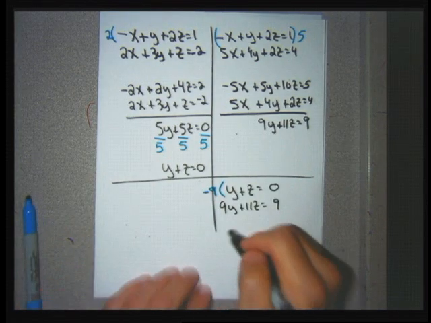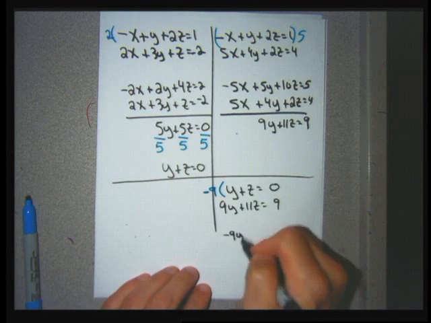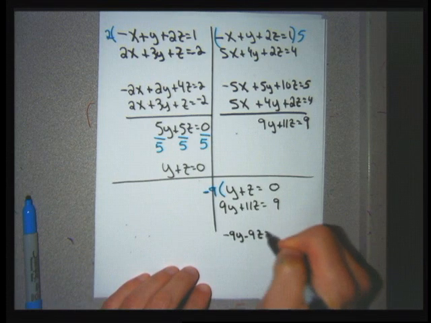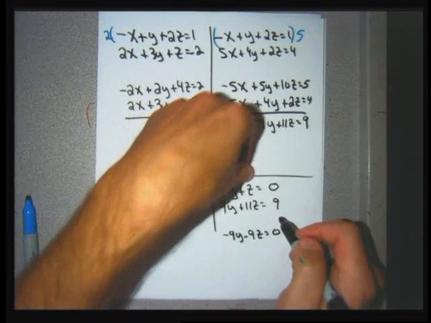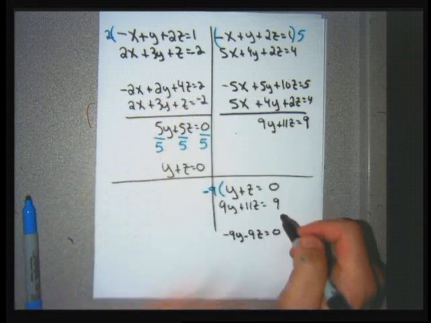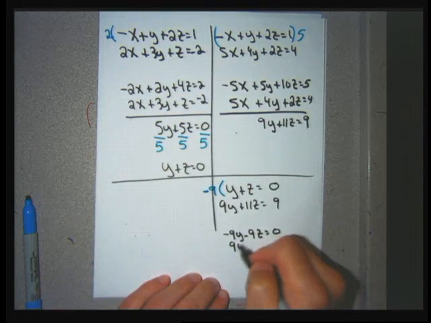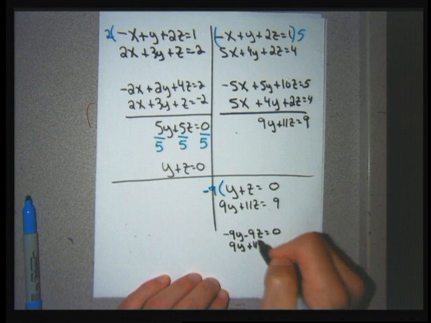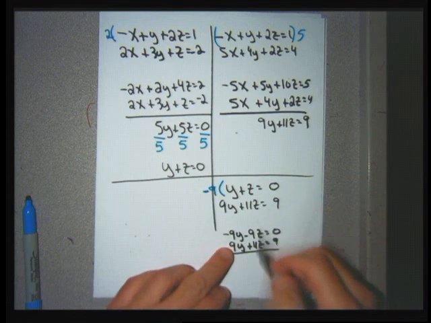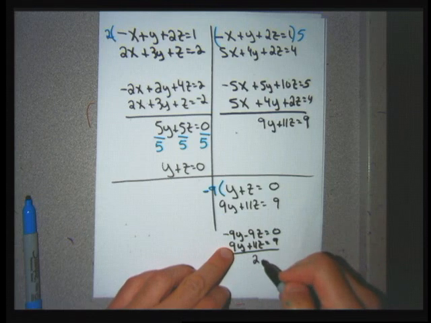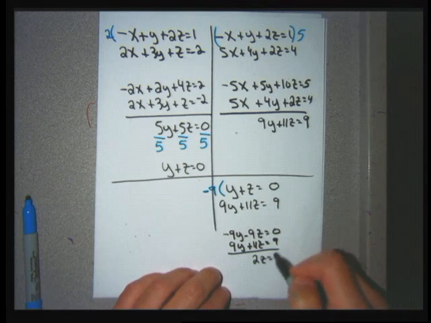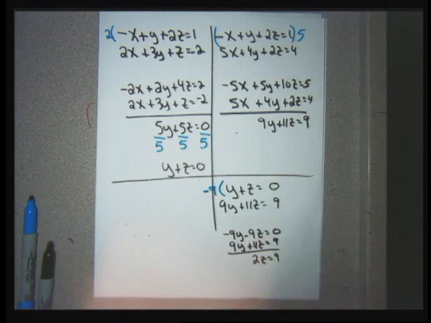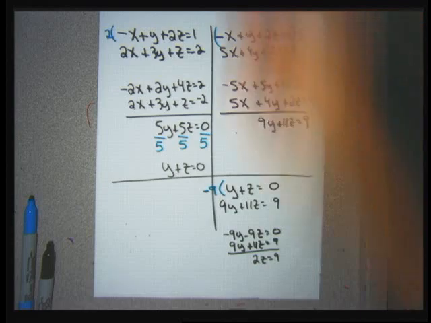When I do that, I'm going to get negative 9y minus 9z equals 0, because negative 9 times y is negative 9y, negative 9 times z is negative 9z, negative 9 times 0 is 0. I'm going to put that on top of the 9y plus 11z equals 9. Add these together, the y's cancel. I get that I've made a mistake, because I get 2z equals 9, and I get z equals bad things.